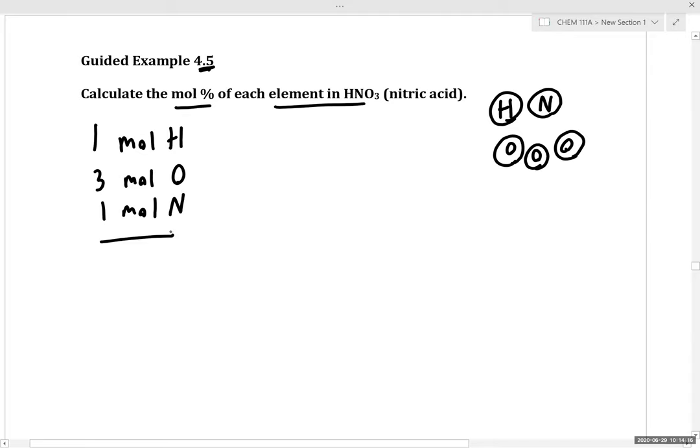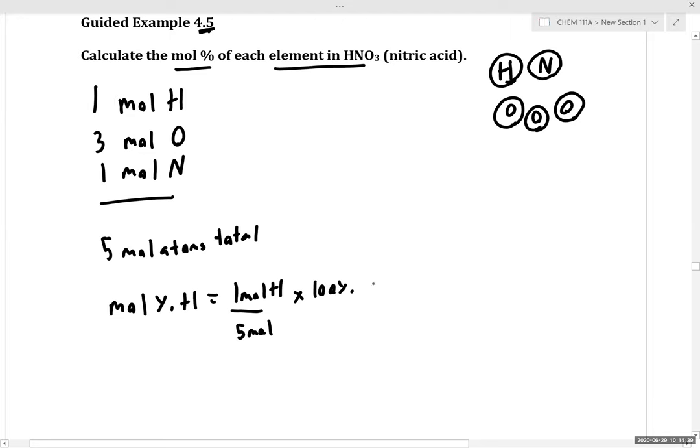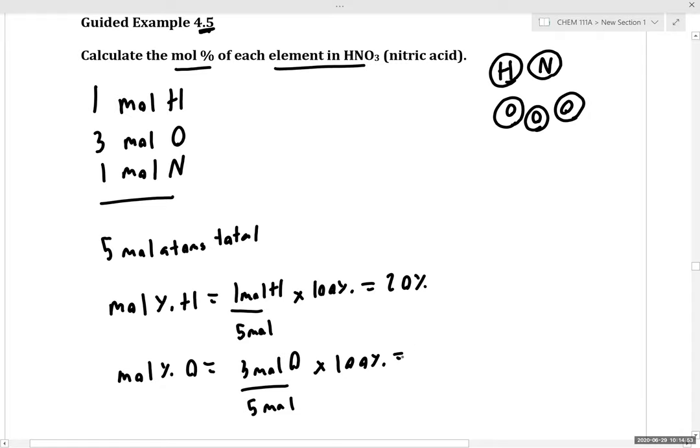So for our total moles, we have 5 moles of atoms total. So now we have all the information we need to calculate the mole percentage of each element. So the mole percentage of hydrogen is equal to 1 mole of hydrogen over 5 moles total, times 100%. That in turn gives us a mole percentage of 20%. The mole percentage of oxygen is equal to 3 moles of oxygen over 5 moles total times 100%, which will give us 60%.